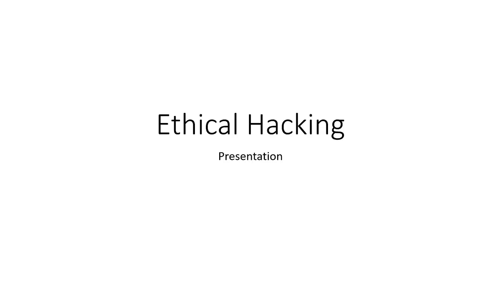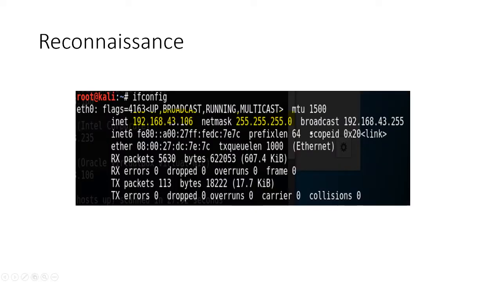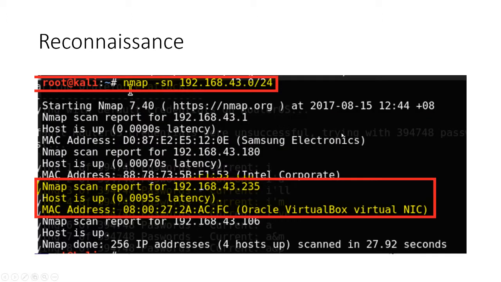This is the presentation of ethical hacking for my project. And what I did first is I checked my IP, and my IP is 192.168.43.106 with a netmask of 255.255.255.0, and my network should be 192.168.43.0/24.